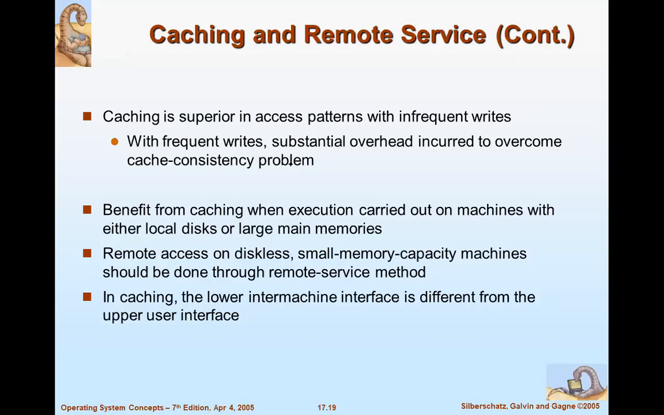And as we discussed on the last slide, it will handle your scalability issues. It will also speed up your processing. And similarly, some other benefits here: benefit from caching when execution is carried out on a machine with either a local disk or large main memory. And similarly, remote access on a diskless, small memory capacity machine should be done through remote service methods. If you don't have any local memory, then every time you will go for remote accessibility.